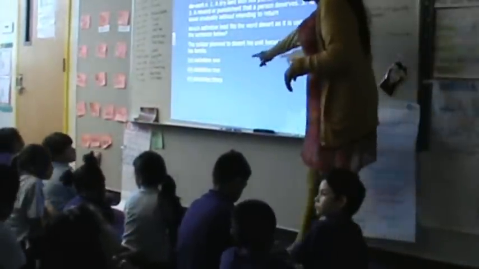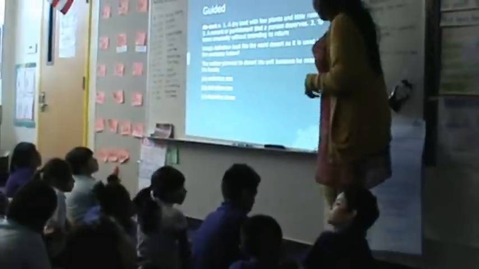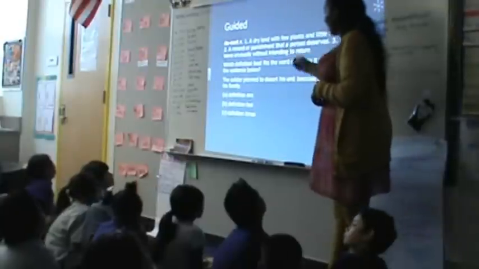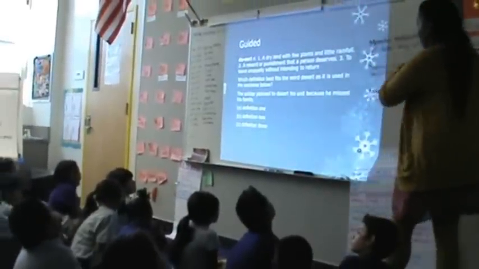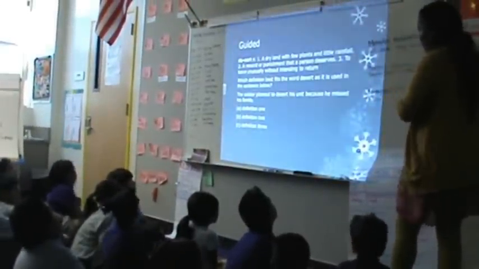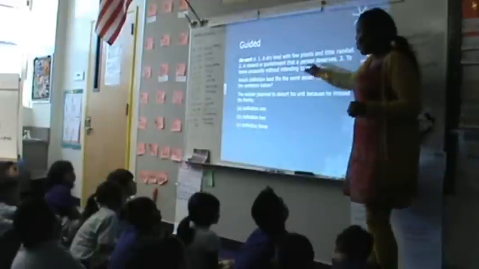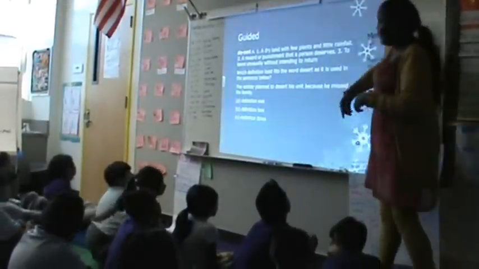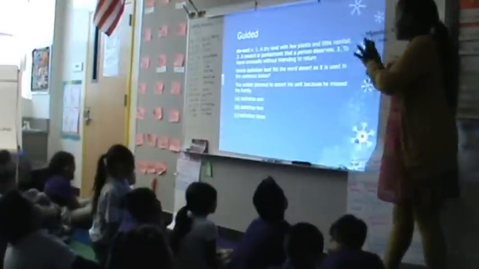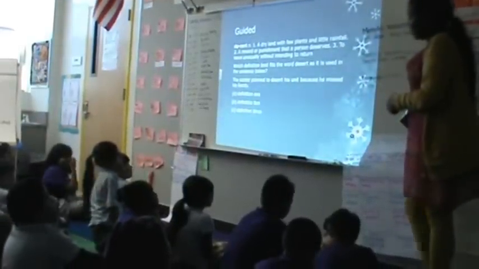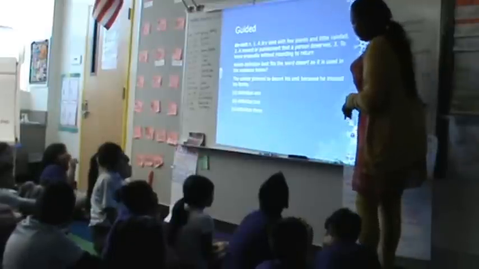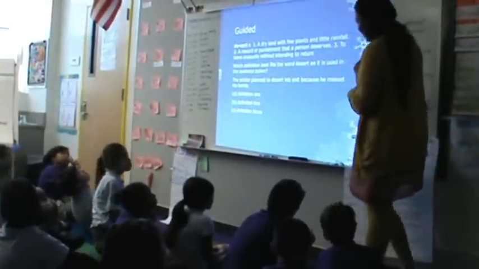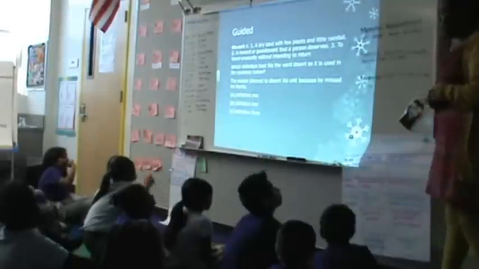So, the soldier planned to desert his unit because he missed his family. The first definition, a dry land with few plants and little rainfall. The second definition, a reward or punishment that a person deserves. 3, to leave unusually without intending to return. Now, the soldier planned to a dry land with few plants and little rainfall.